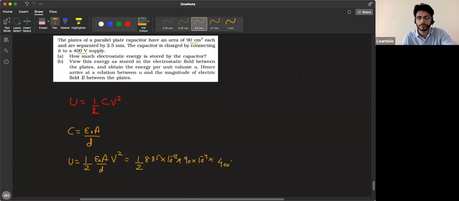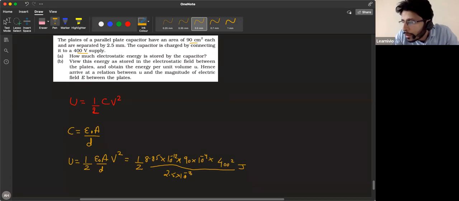400 square divided by D, which is 2.5 mm. This much of joule. Is it clear? Yes, Yashika, good. It's a straightforward thing. Okay, so once you know these relations, you know how to connect capacitance with energy.